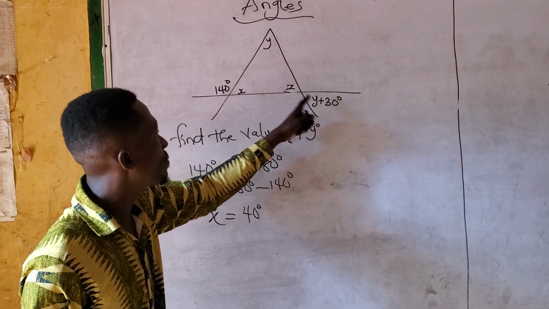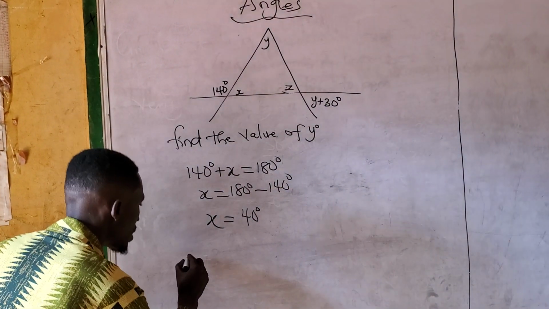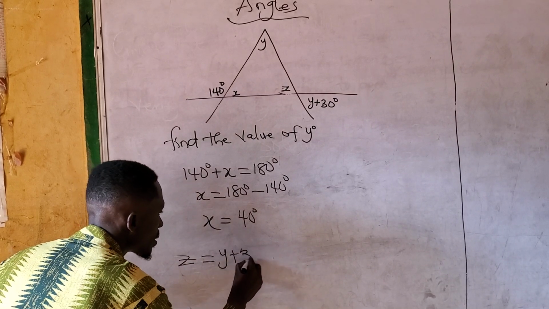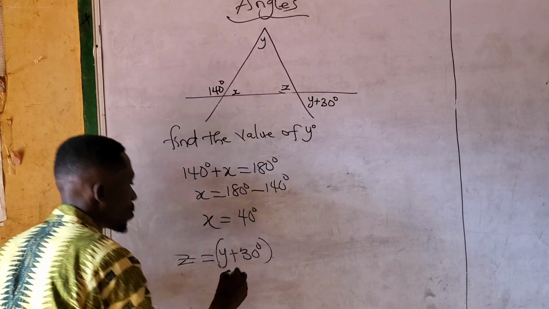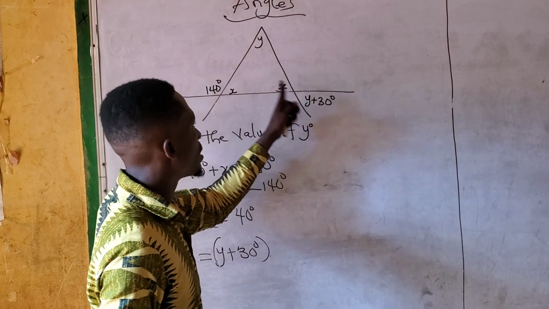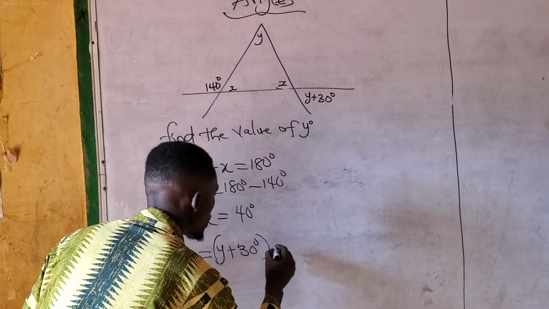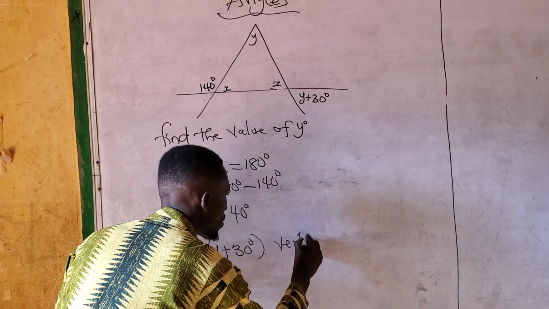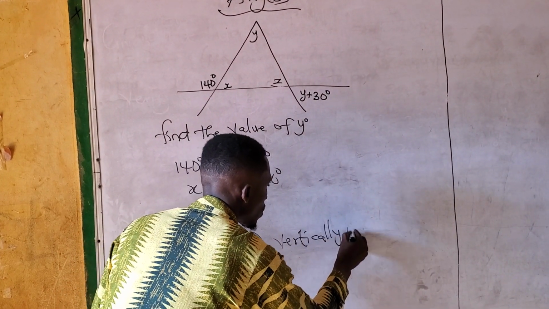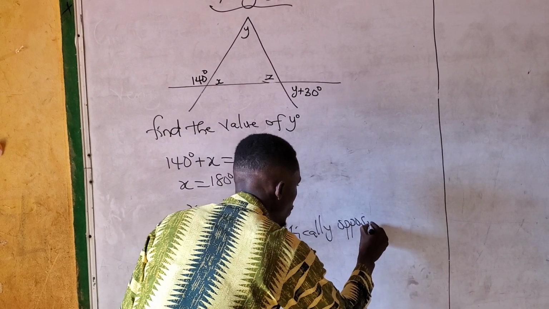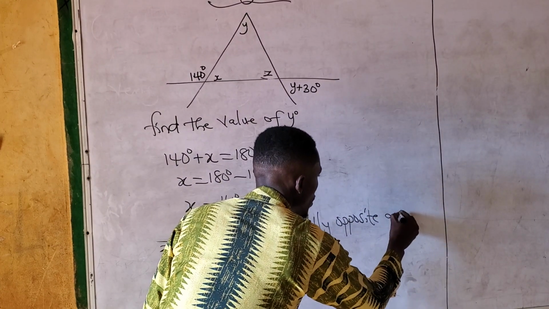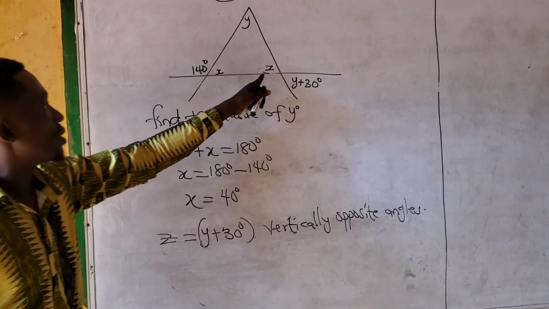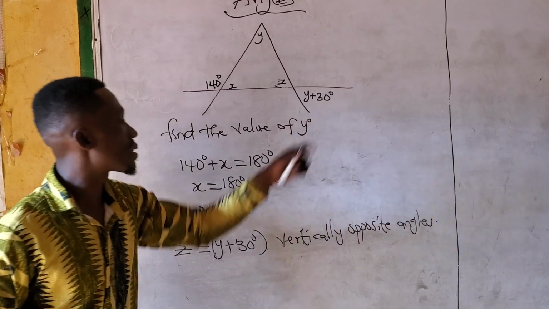And then we also have this. You can see that z is equal to y plus 30 degrees. Why? Because of vertically opposite angles. So z is vertically opposite, that is y plus 30 degrees.